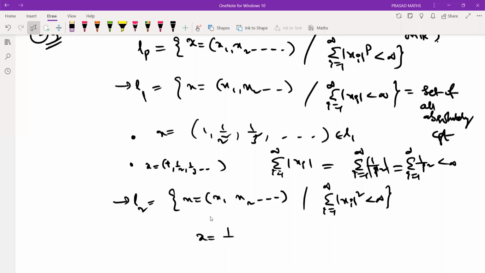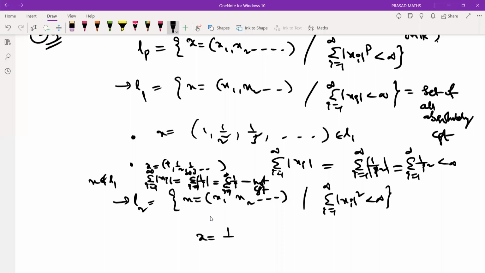No. Understand? Why? Because the summation i equals 1 to infinity of mod of xi is the summation i equals 1 to infinity of mod of 1 by i, which is the summation of 1 by i. You know, by the p-test it is divergent. It's not convergent. Therefore, this x should not be a member of L1. The sequence 1, 1 by 2, 1 by 3, 1 by 4, 1 by 5 is a sequence, but it is not an element of L1. Whereas the sequence of real numbers 1, 1 by 2 square, 1 by 3 square, 1 by 4 square and so on is always an element of L1.